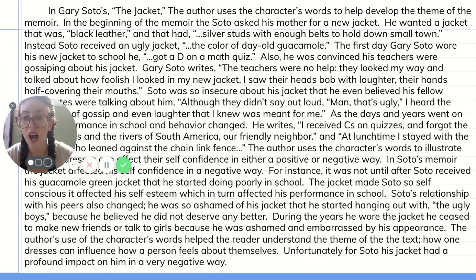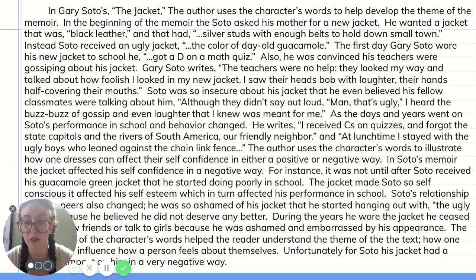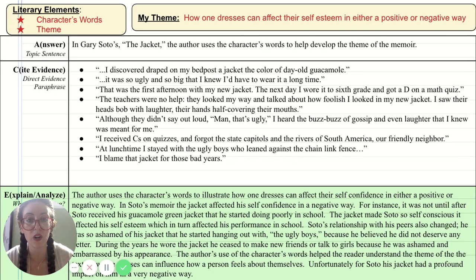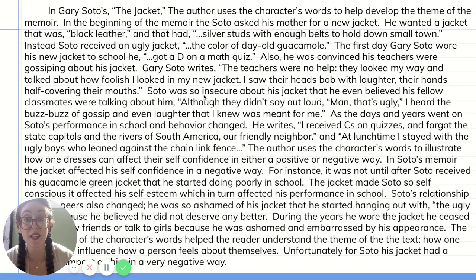So now I put it all together. This was my graphic organizer, and now this is my official ACE paragraph. It's when I put all the elements together. And I'm going to read it to you now.